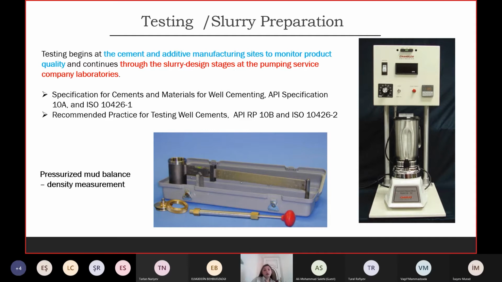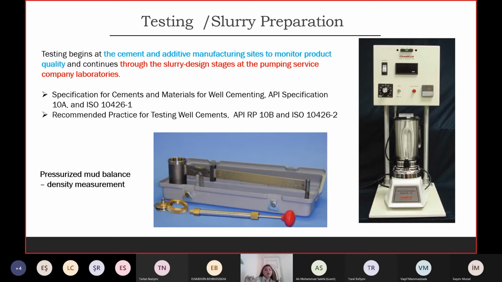So we do this slurry design stage at the pumping service company laboratories. That's what we have in Baku for each service provider. For Schlumberger, where I'm working, and for Halliburton or Baker, all have cementing labs. So there are two manuals we need to refer to. Each company has its own specific, tighter rules, okay?